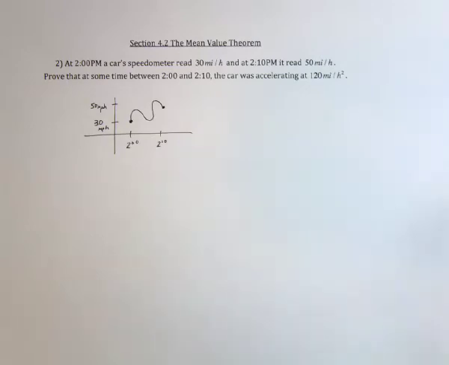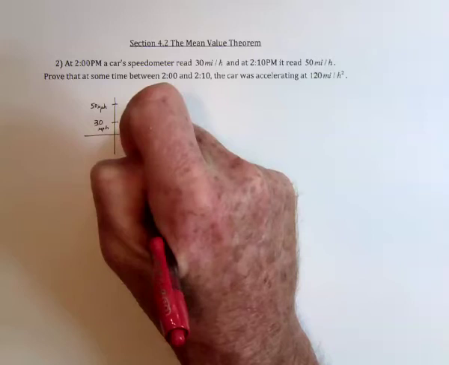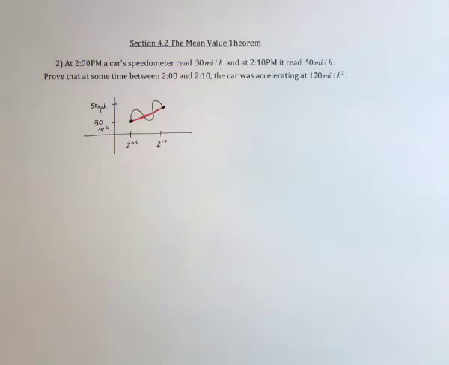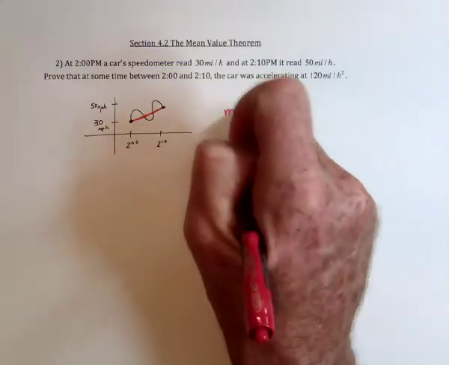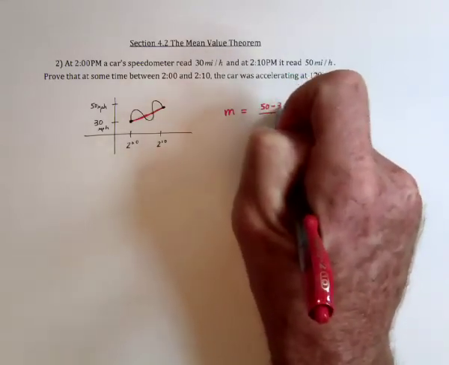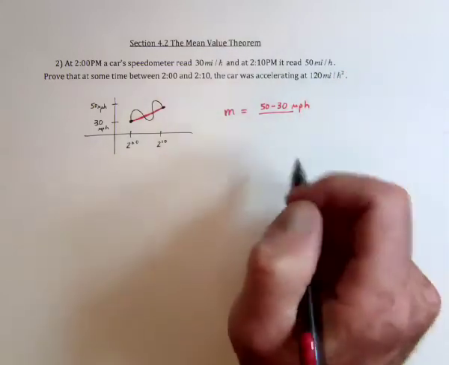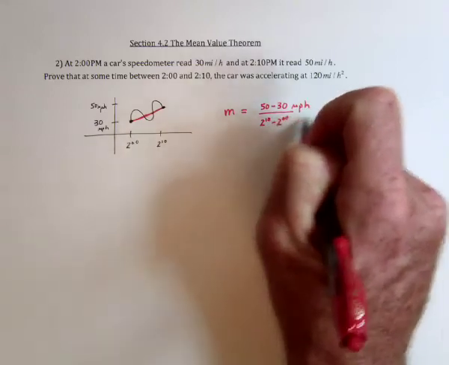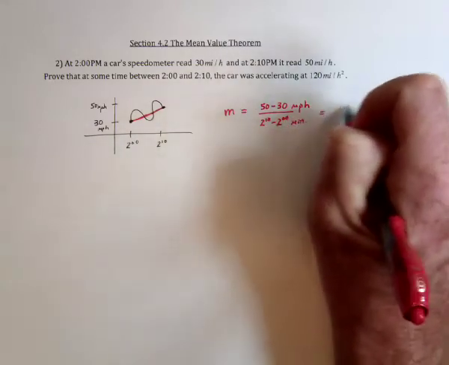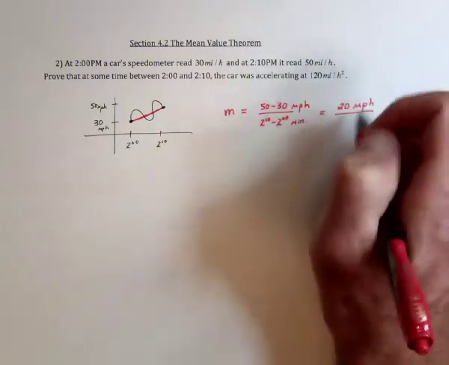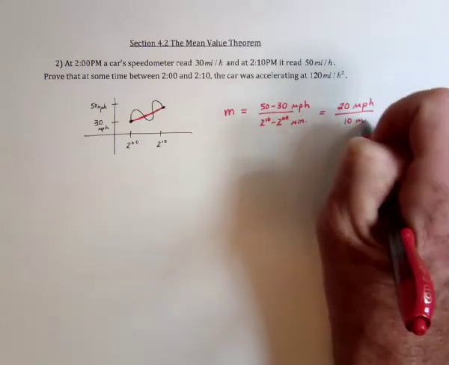Then this is a perfect setup for the mean value theorem. It says if you have 2 points and you've got a continuous function, then you can take those 2 points and find the slope of the line that goes between those 2 points. So the rise would be 50 minus 30, and that's in miles per hour. And then this would be 2:10 p.m. minus 2 p.m., and that's in minutes. So it would be 20 miles per hour sped up over 10 minutes.